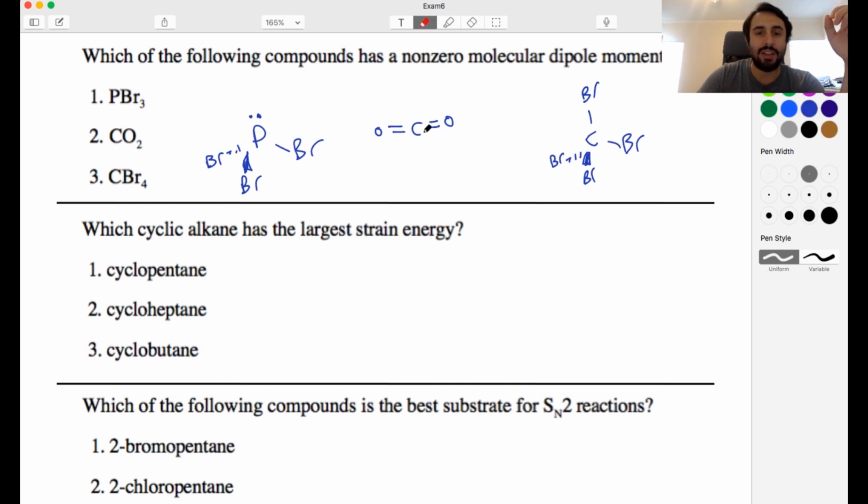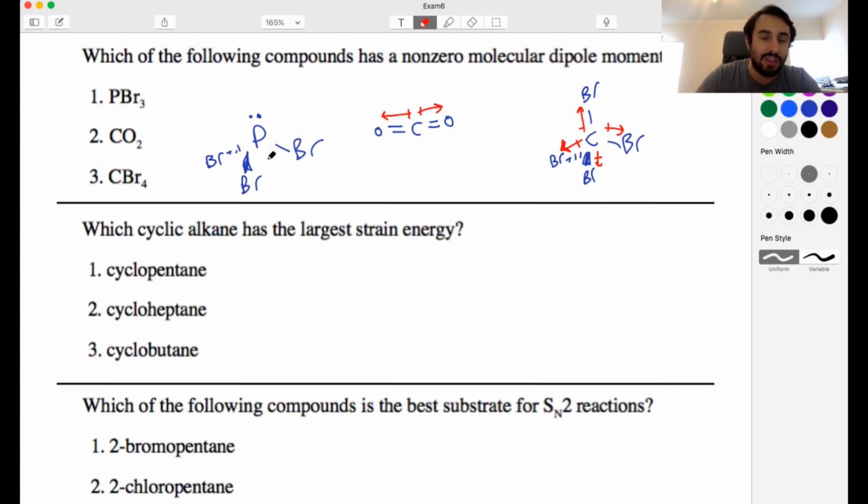So when we look at these, right, these bond dipoles cancel out because of the geometry. If we do the vector addition, if we added up these vectors that correspond to these bond dipoles, they would cancel out and you'd get a net dipole of 0 for the molecule.